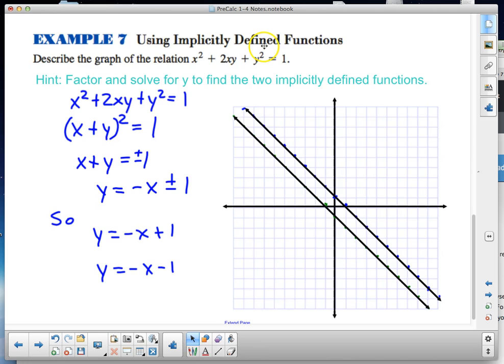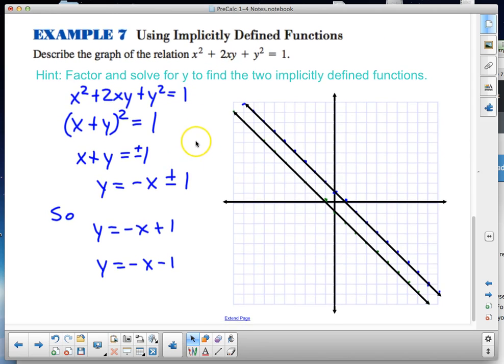So using implicitly defined functions, describe the graph of the relation here. Well, I'm describing the graph, so this is my graph and they're two parallel lines.